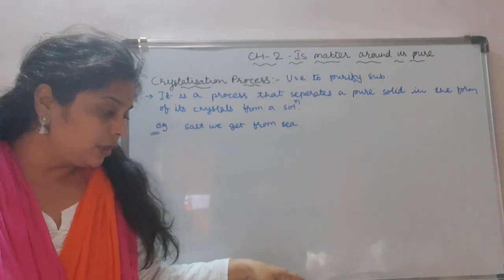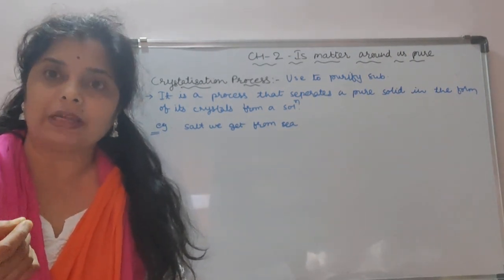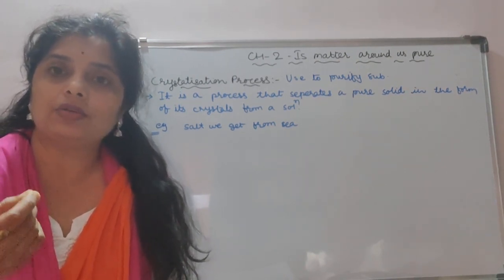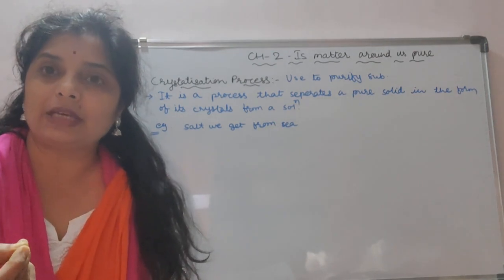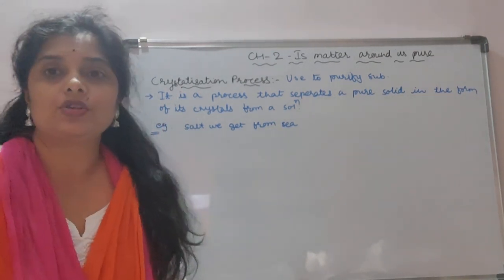As you know, the crystal means... you have seen sugar, you have seen salt. Salt is a fine particle, right? But sugar you have seen, right? So that cube we can say is a crystal. So why do we need this crystallization process?